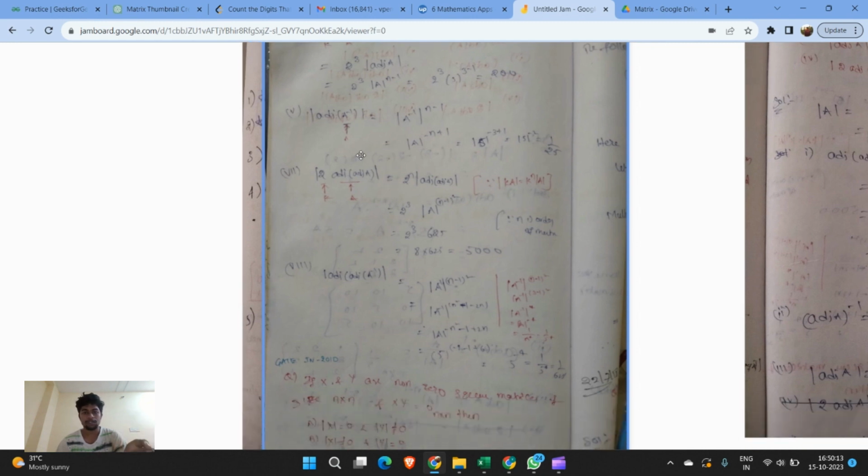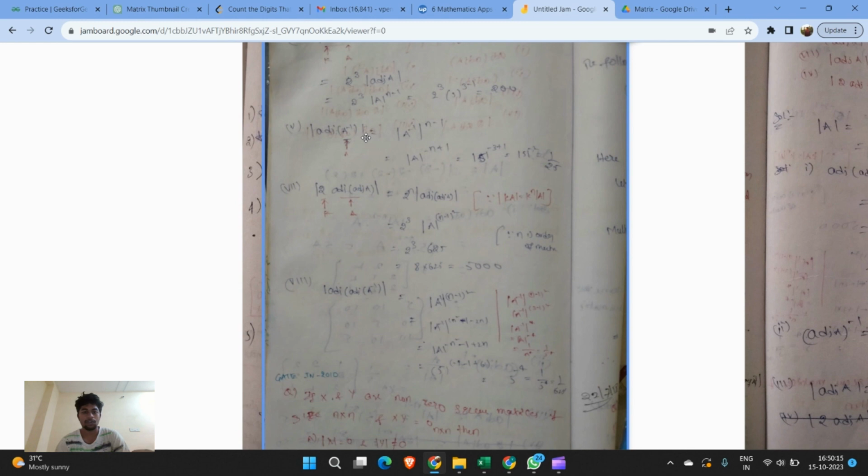Then the same formulas: determinant of adjoint is det A whole power n minus 1. Here, for A inverse, it is like A power minus 1, so you apply that minus logic to the exponent. If you solve this one, you'll get this answer.